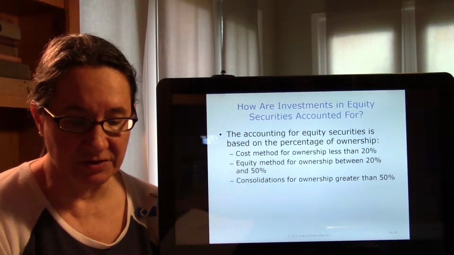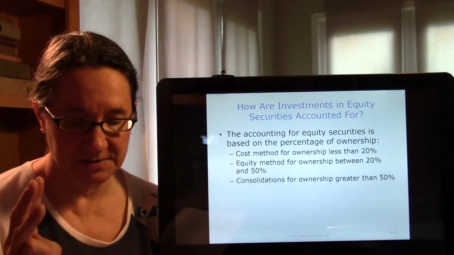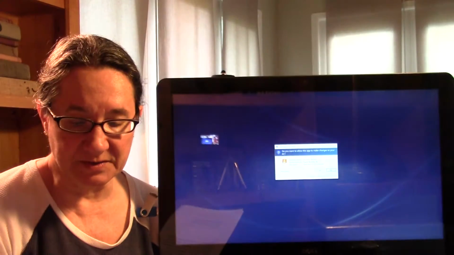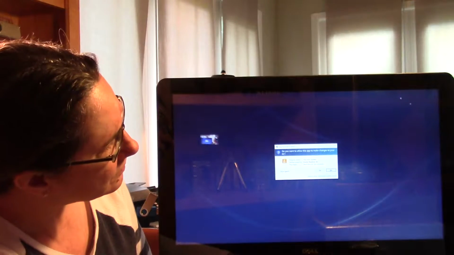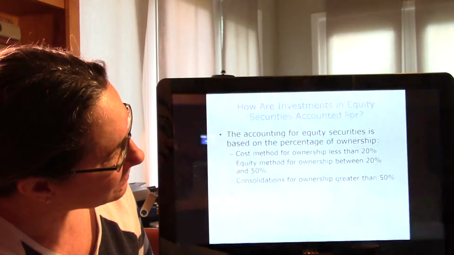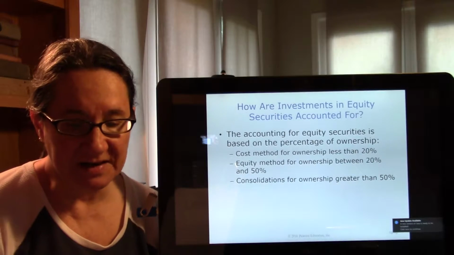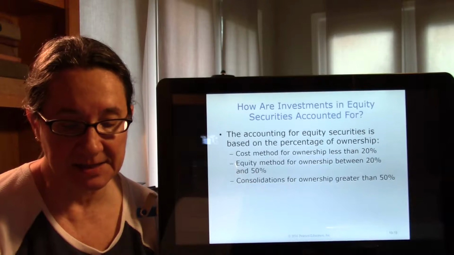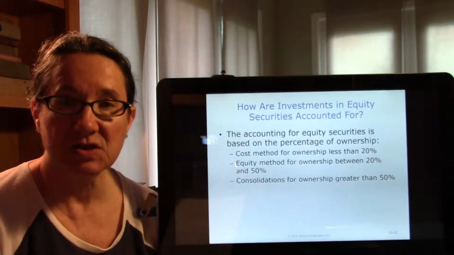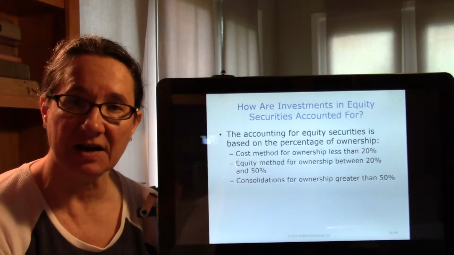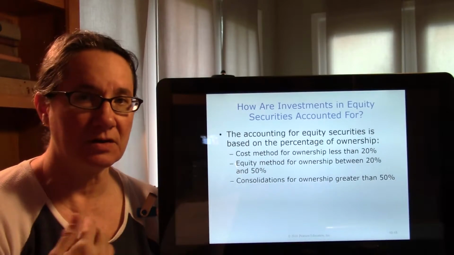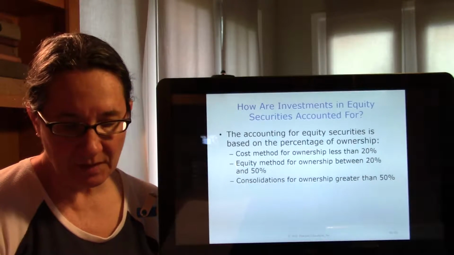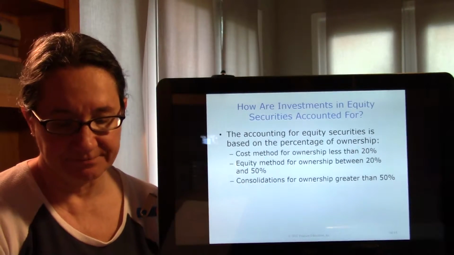The accounting for equity securities must be separated into three categories based on the percentage of ownership of the investor. Equity securities in which the investor owns less than 20% ownership in the voting stock of the investee can be either trading investments or available for sale investments. So you buy stock in another company. Why did you buy it? You're trading, you're going to buy and sell, or it'll just be available for sale.